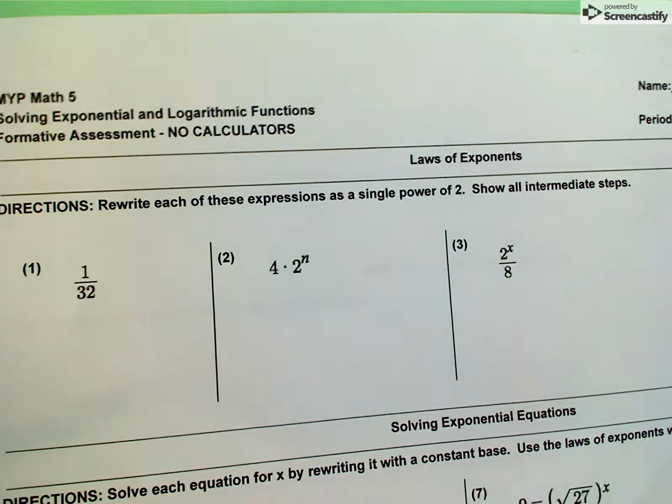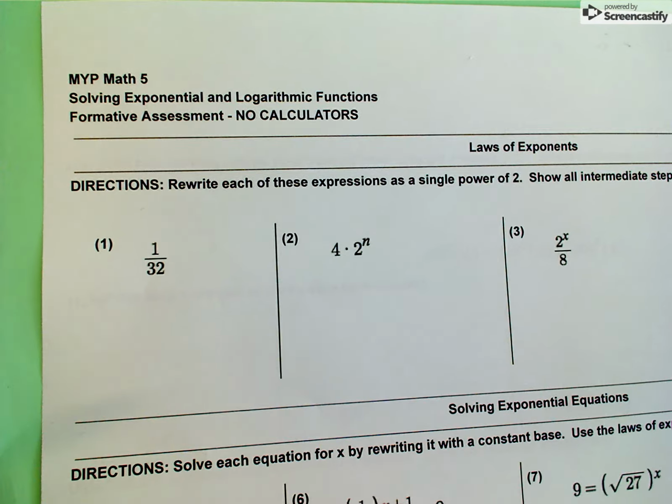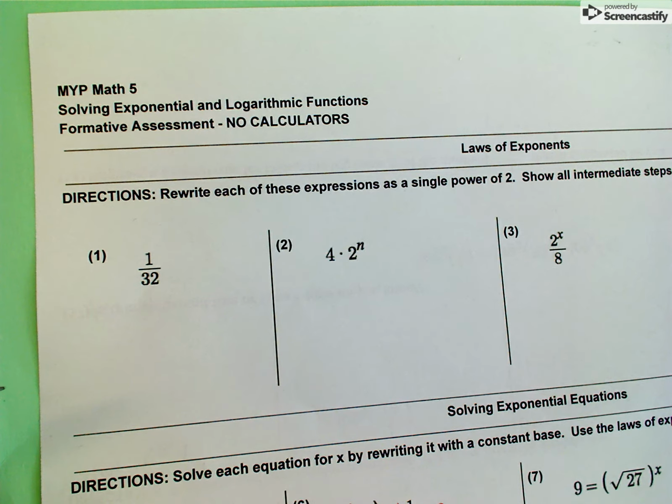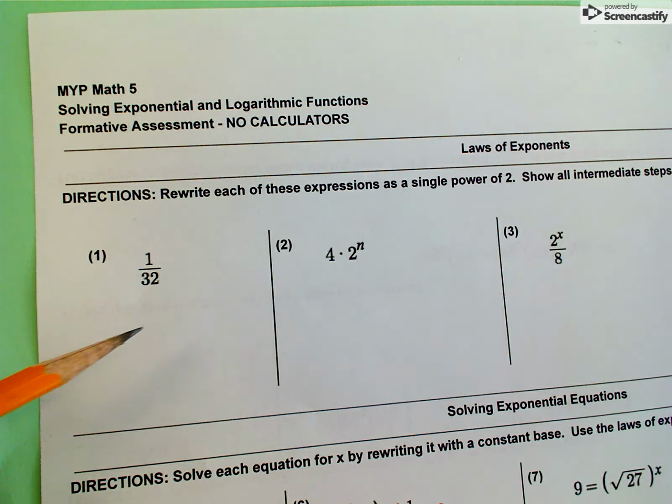The directions say to rewrite each of these expressions as a single power of 2 and demonstrate all the intermediate steps. So we'll just go through these four problems one at a time. First of all, 1/32. I'm going to notice that 32 is a power of 2. If you don't remember that, then just have a little bit of faith that you can write each of these things as a single power of 2, and just run through your powers of 2.